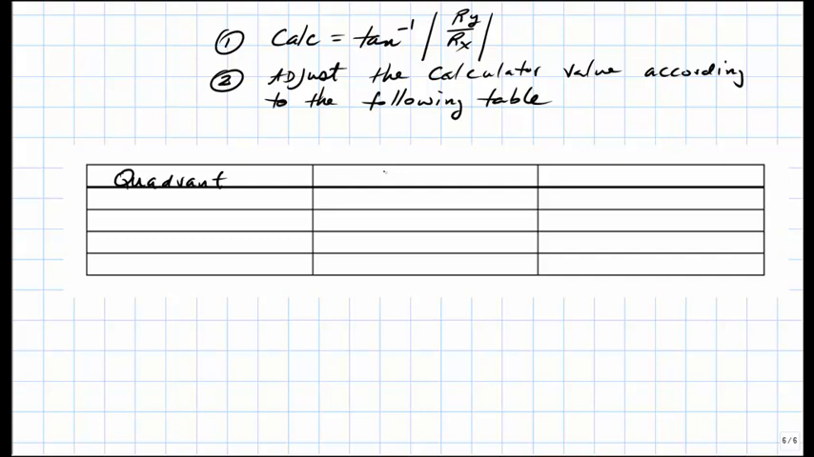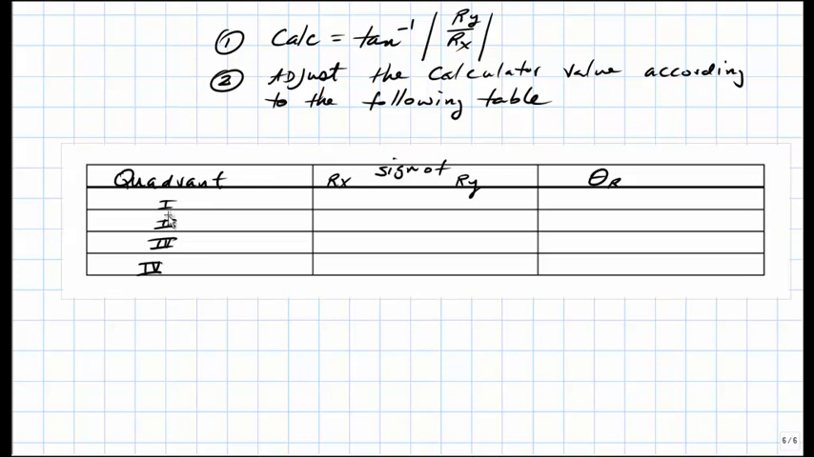Next, we'll indicate the sign of r sub x and r sub y. And the last column denotes theta sub r, which is the angle we're looking for. So the quadrants are 1, 2, 3, and 4.